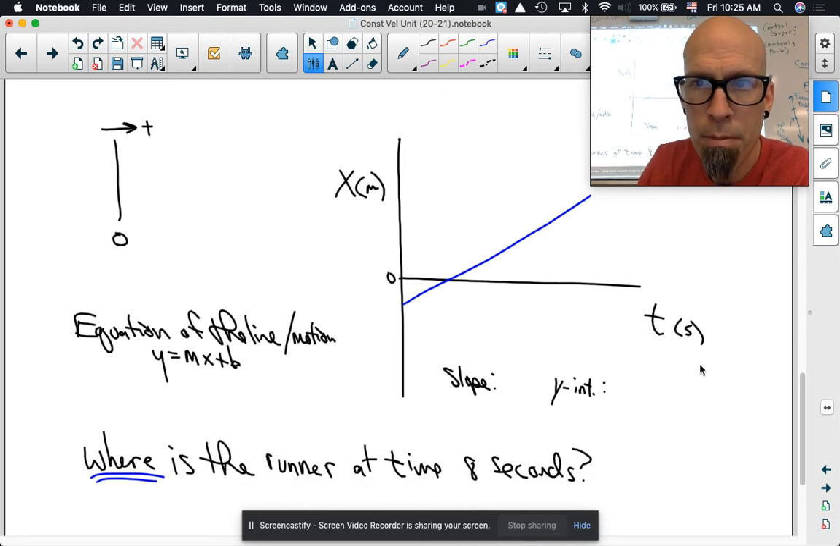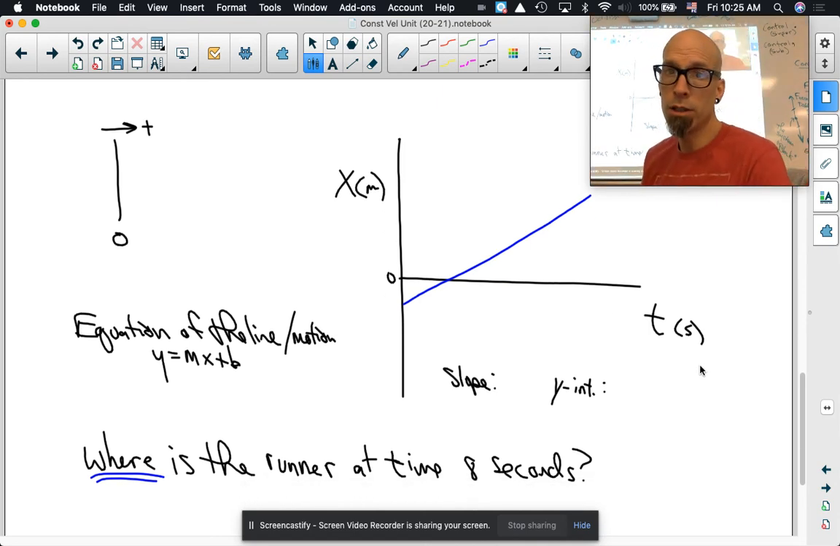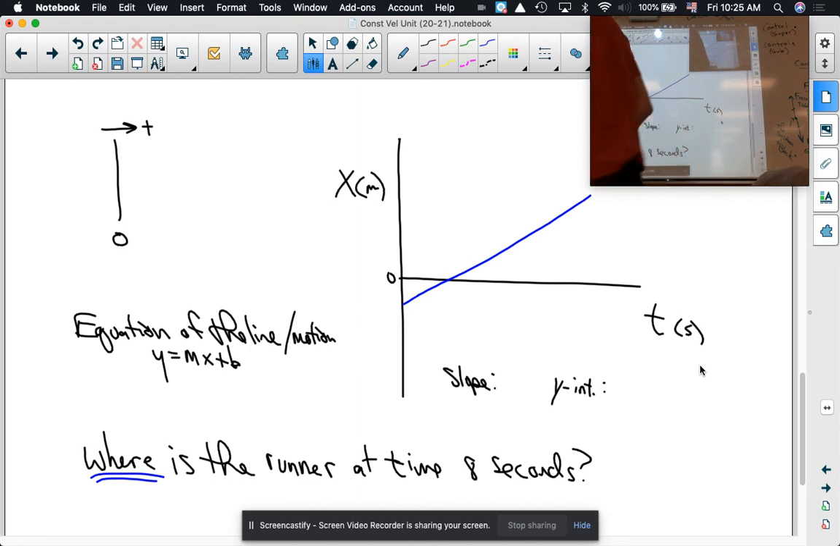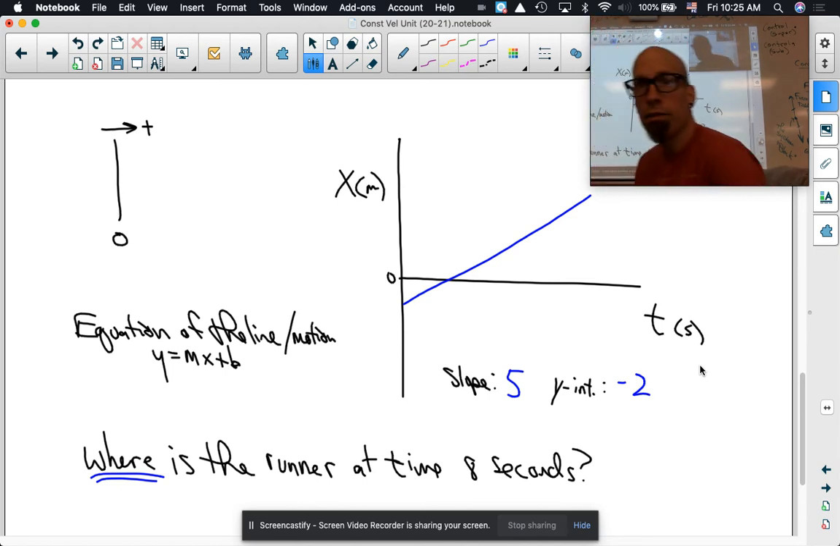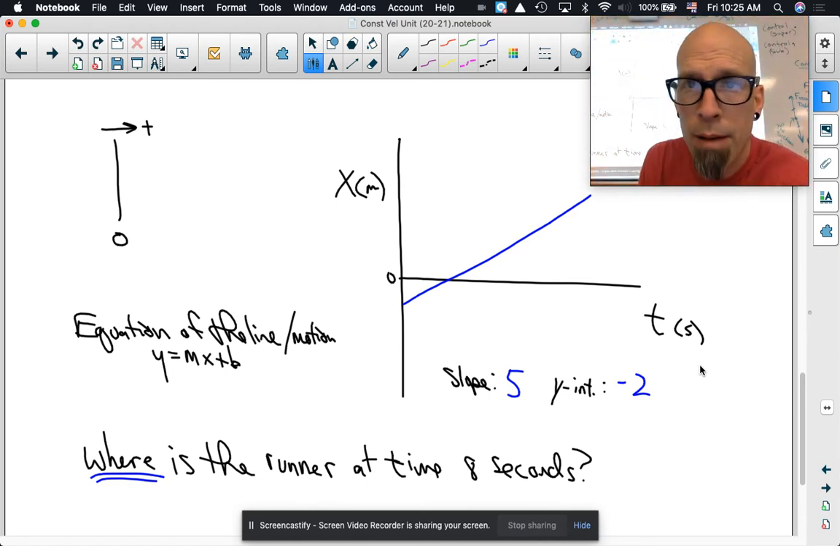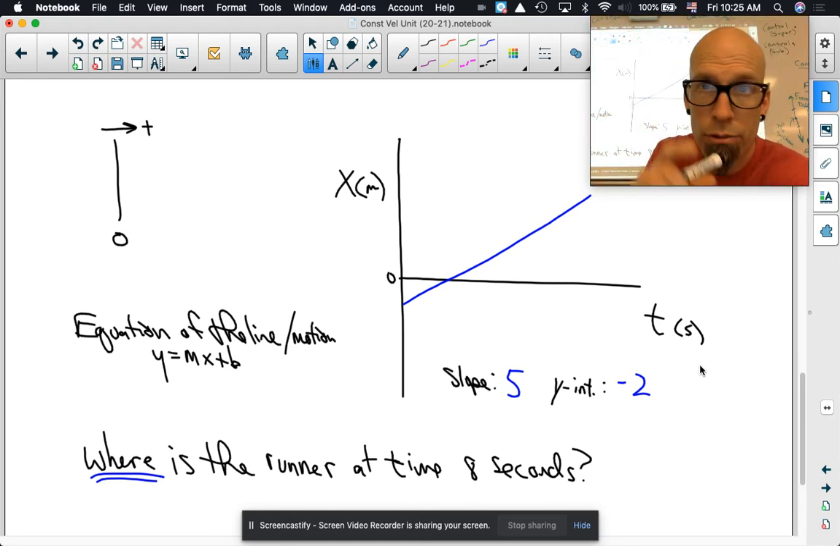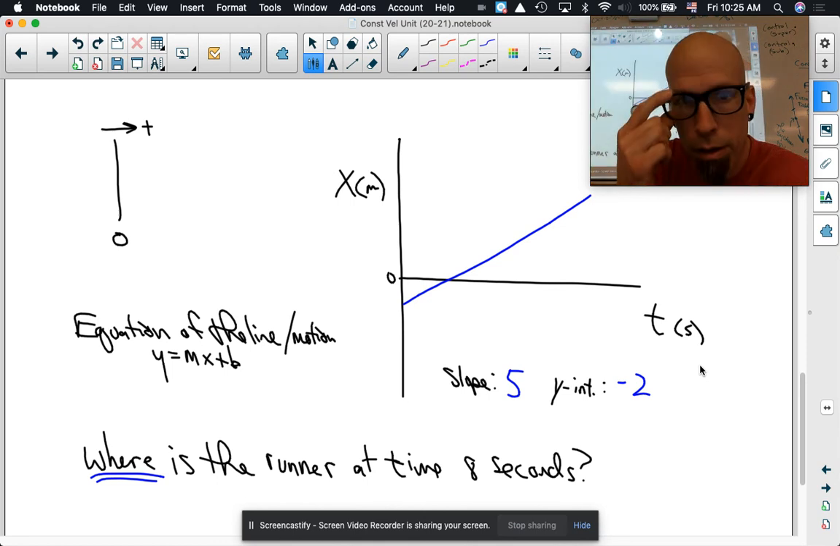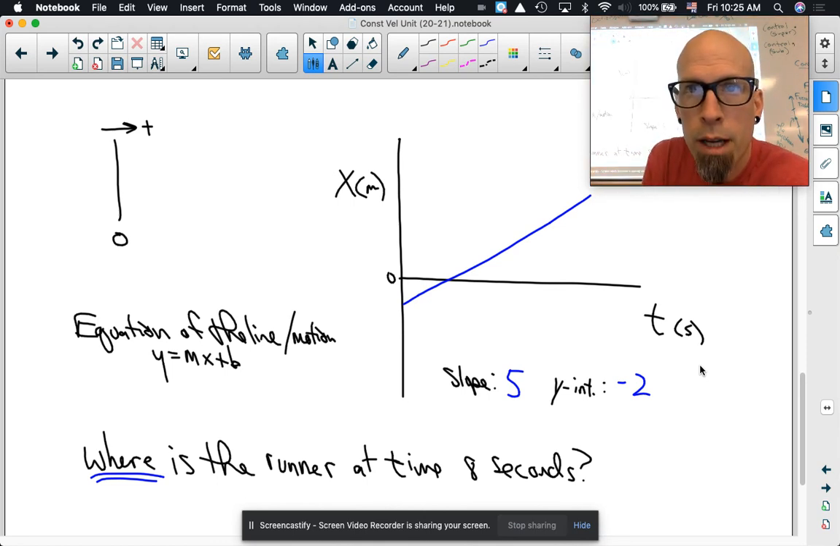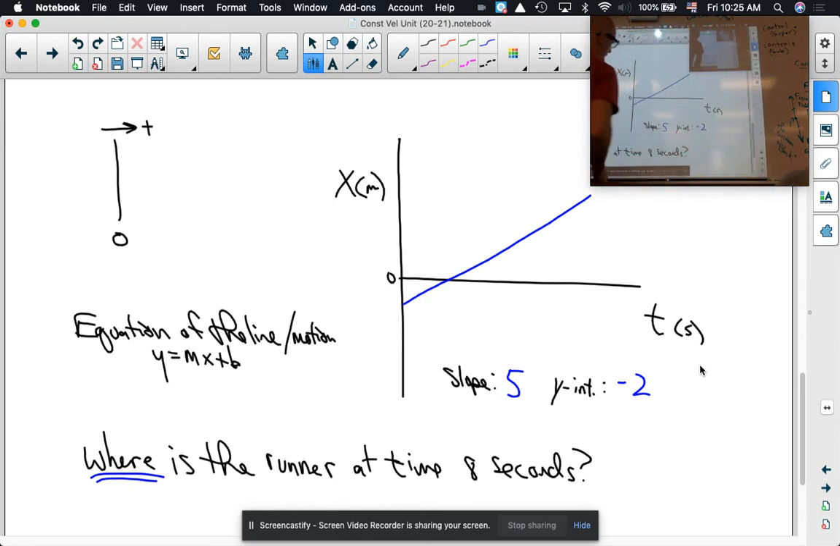And one more here. So this one. Again, this graph looks similar, but it's a little different. And in fact, I'm going to say it is a 5 for a slope, and I'm going to say that it is a -2 for a y-intercept. So pause the video, sketch the motion map, write out the equation, use the equation. And then come back to the video, and I'll show you the solution. Go do that. All right, hopefully you did that.